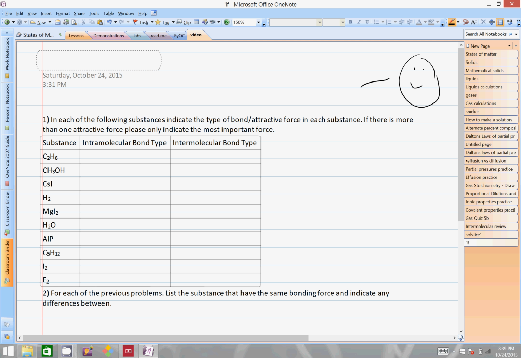This is a quick little video on inter and intramolecular forces. This is something that we want to make sure we are really good at: identifying the type of bond, which is the intramolecular bond, and then any forces between those particular molecules, if in fact it's a molecule.